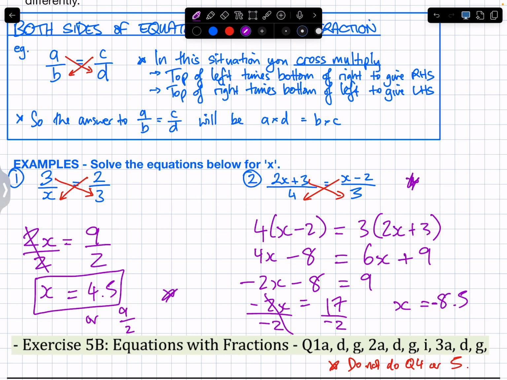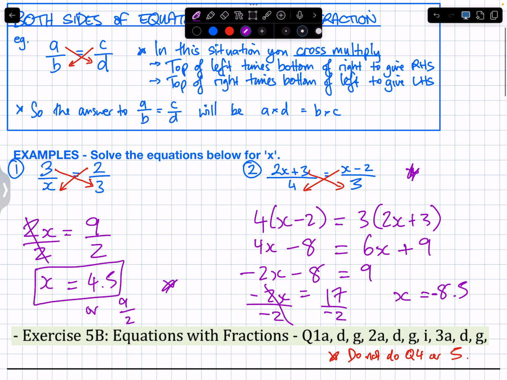Negative 2x divided by negative 2. Where did the 17 come from? I've got 9 on the right-hand side. I tried to get rid of the take 8, so I added 8 to it. 9 plus 8 is 17. Get rid of the times by negative 2, divide by negative 2, both sides. Those are your 2 examples there.